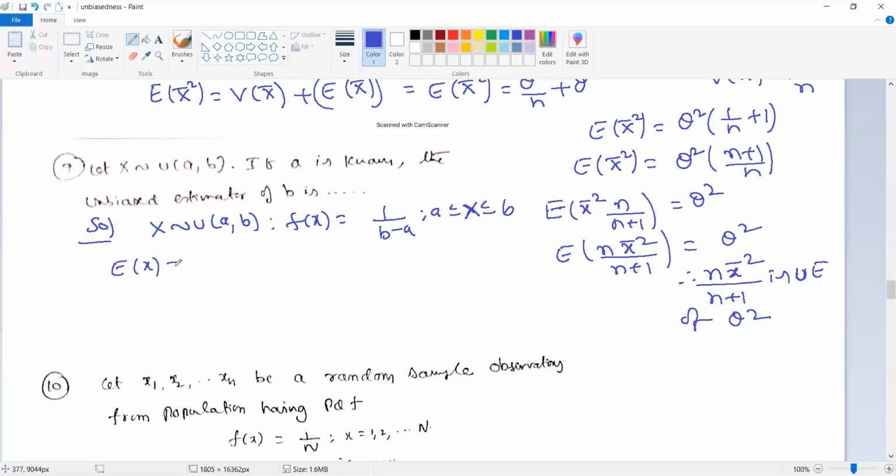The expectation of X is equal to (B plus A) by 2. The variance of X is equal to (B minus A) whole square by 12.